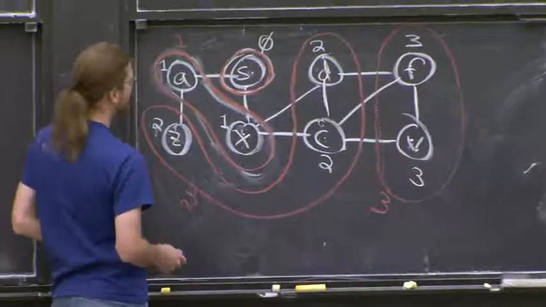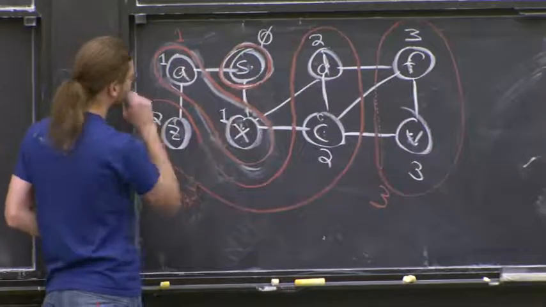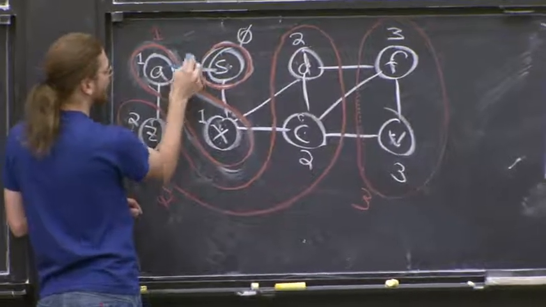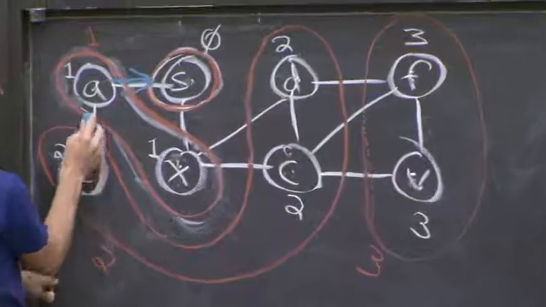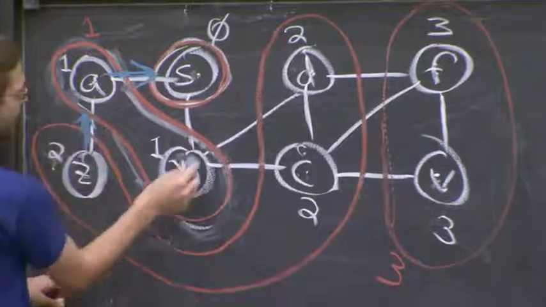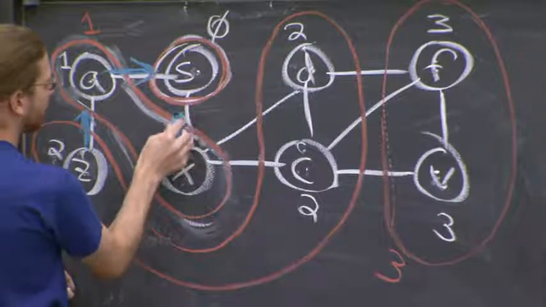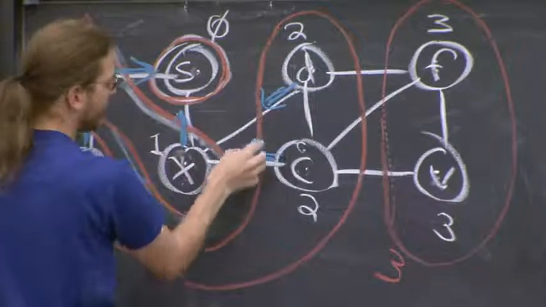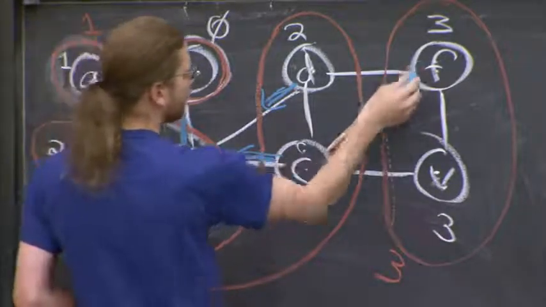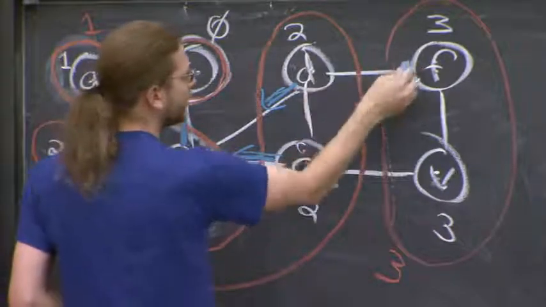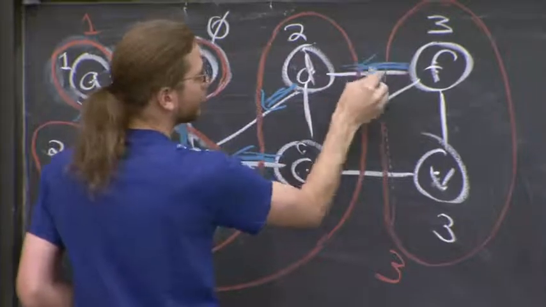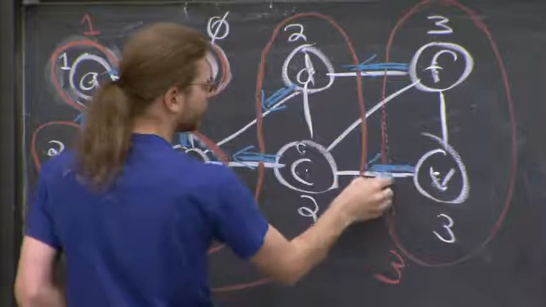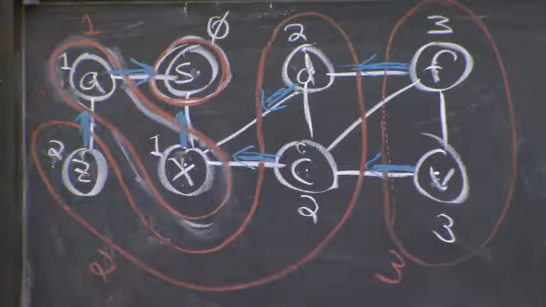Let's see. So we have S. When we visited A, then the parent of A would become S. When we visited Z, the parent of Z would be A. Parent of X is going to be S. Parent of D is going to be X. Parent of C is going to be X. Parent of F, it could have been either way, but the way I did it, D went first, and so that became its parent. And I think C was V's parent. Okay, so that's what the parent pointers will look like.